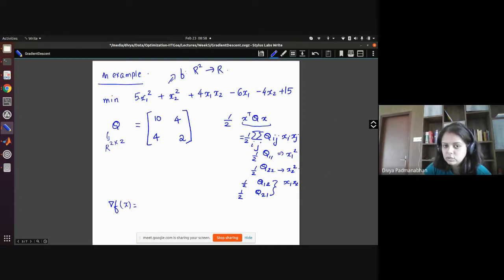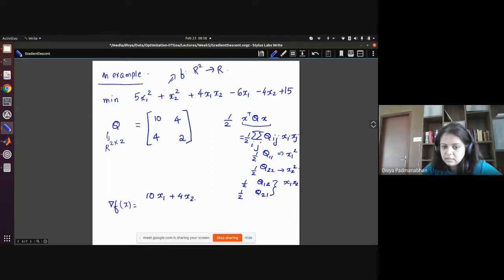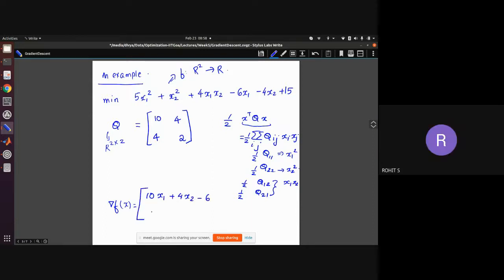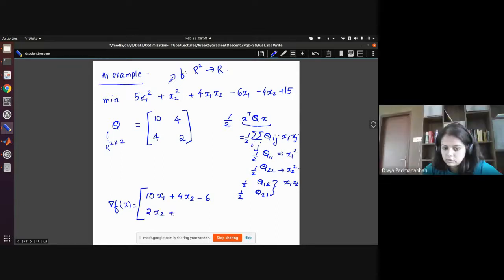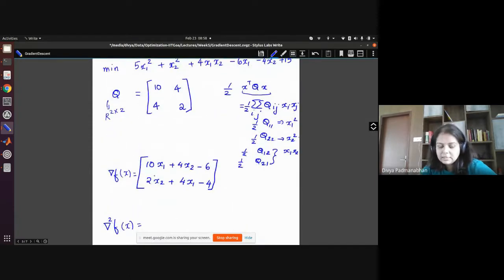So take the gradient of this function. What is it going to be? You know this, right? 10x1 plus 4x2 minus 6, and 2x2 plus 4x1 minus 4. I'm just writing down whatever you need to implement the steepest descent algorithm. Now the gradient is done. So now the Hessian, what is the Hessian? It's just Q, right? For these quadratic functions, that's what the Hessian is.